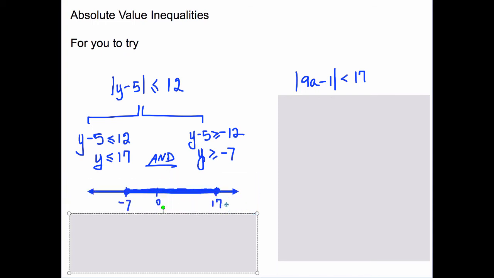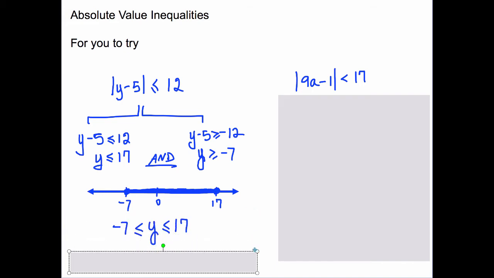This is what it looks like on a graph. y is less than or equal to 17, and y is greater than or equal to negative 7. And notice that the endpoints have been colored in because those are part of the solution. And we can also write our solution this way: negative 7 is less than or equal to y, which is less than or equal to 17.